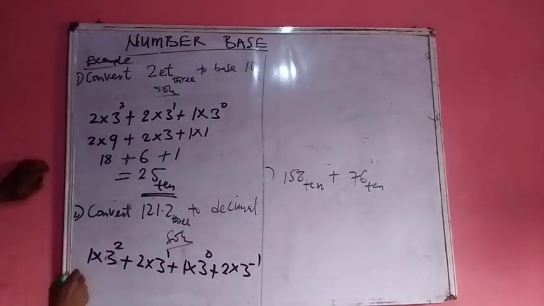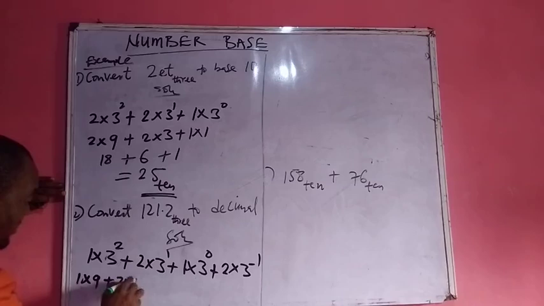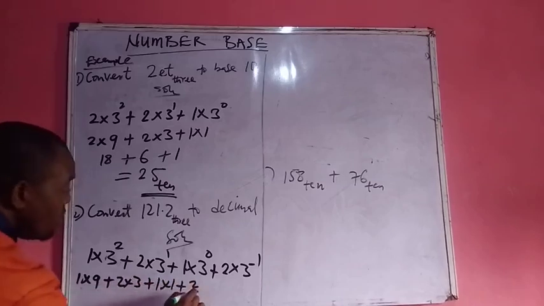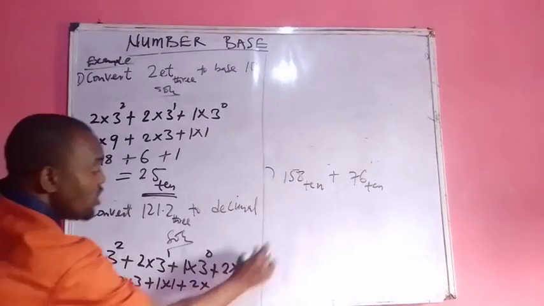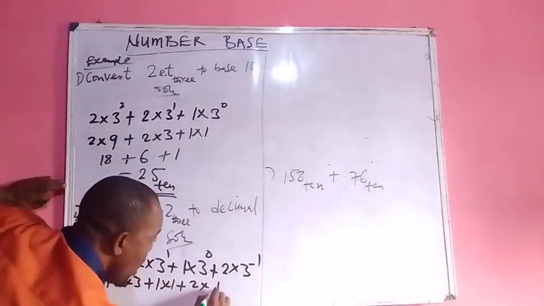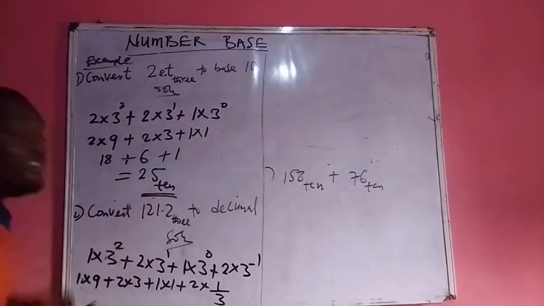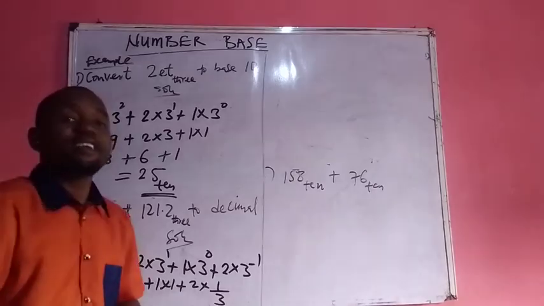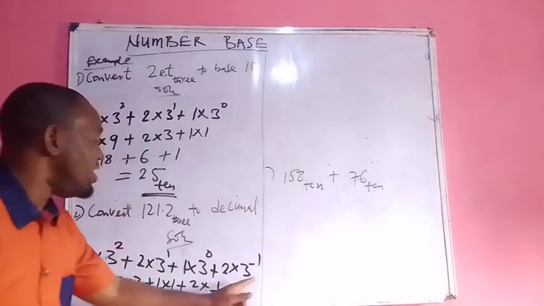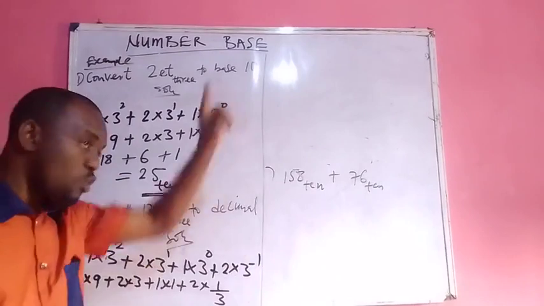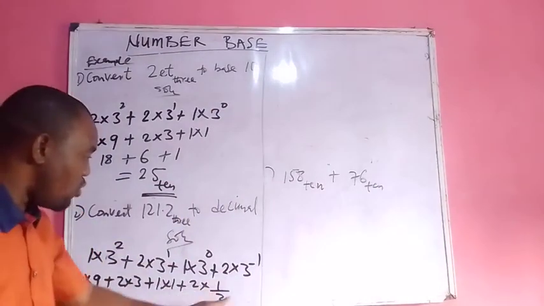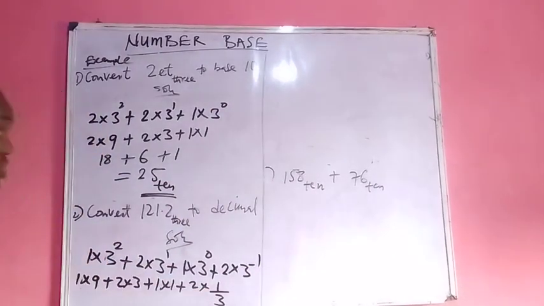Now the square of this one will give us 1 times 9 plus 2 times 3 plus 1 times 1 plus 2 times 3 raised to power minus 1, which means 1 over 3. In indices, if you don't understand indices yet, we'll come to that. In indices, minus 1 means 1 over, that's 1 over this 3. That's what it means in indices.